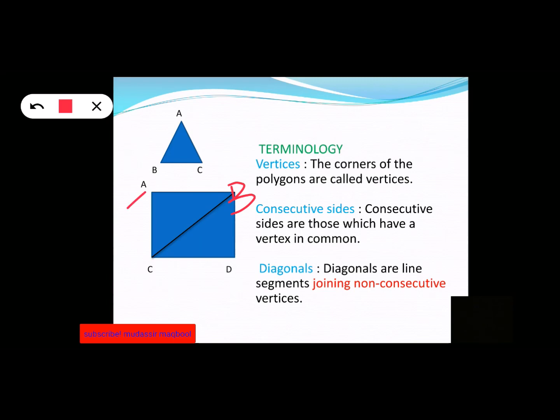ACDB. A and C are the two consecutive vertices. C and D are two consecutive vertices. D and B are two consecutive vertices. So, when we say non-consecutive vertices in this figure are C and B, A and D. So, if we have a line segment that joins the non-consecutive vertices of a polygon, then we say that line segment is a diagonal.